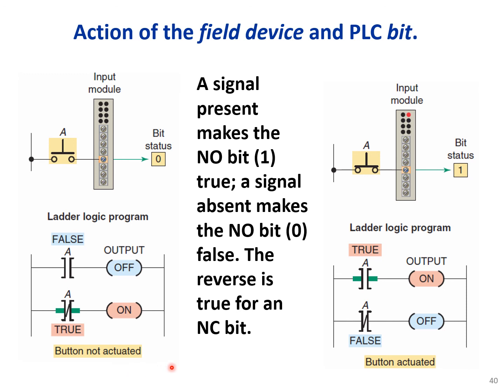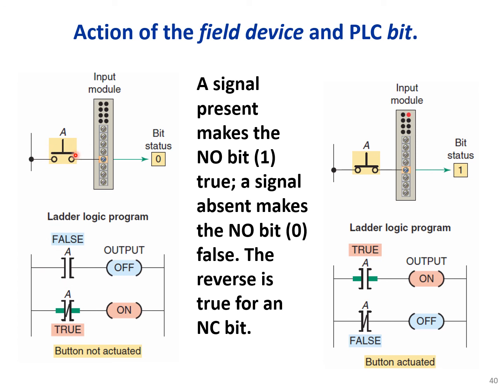We see basically how it works. A signal present makes the normally open bit 1 or true. A signal absent makes the normally open switch bit 0 or false. The reverse is true for a normally closed bit. So here we have this one, a contact, normally open.